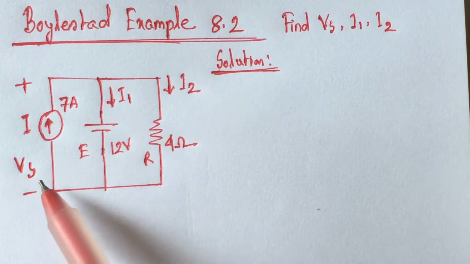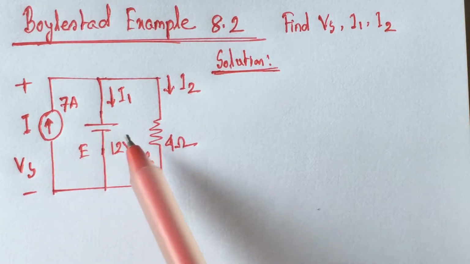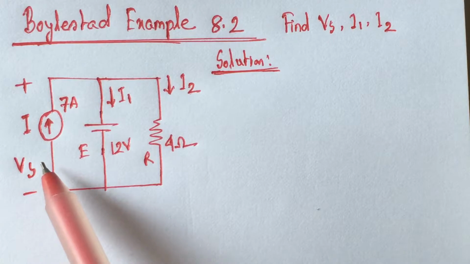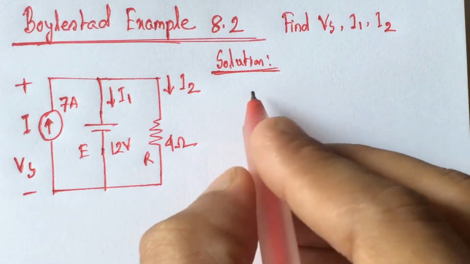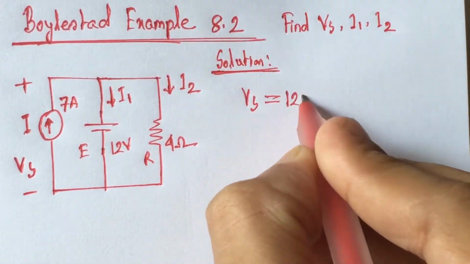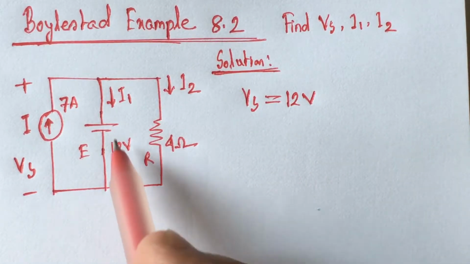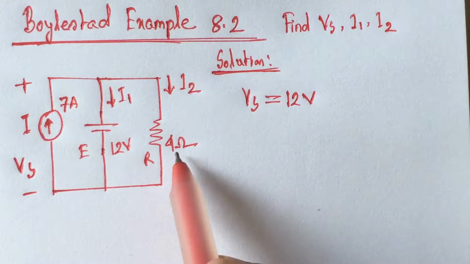From the circuit we see that the current source is in parallel with this voltage source. So the voltage Vs across this current source will be equal to the voltage E, which is 12 volt. Here we get Vs is equal to 12 volt. Now this 12 volt is directly applied across this 4 ohm resistance.